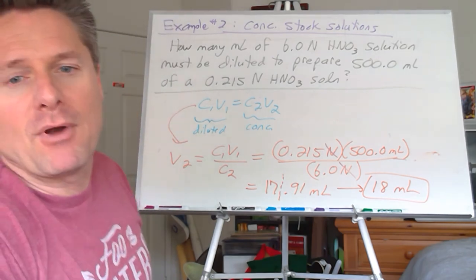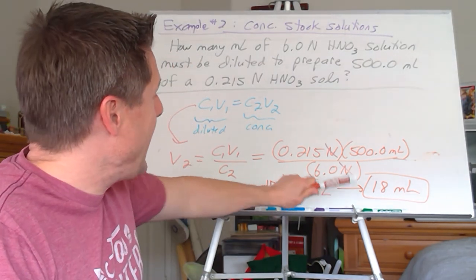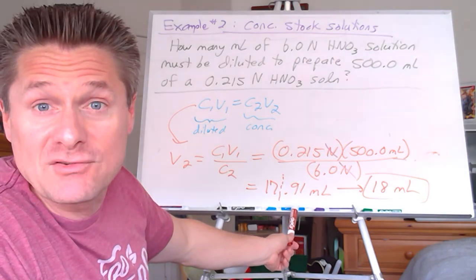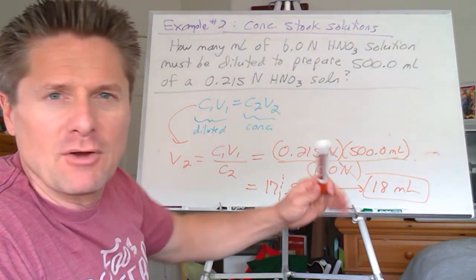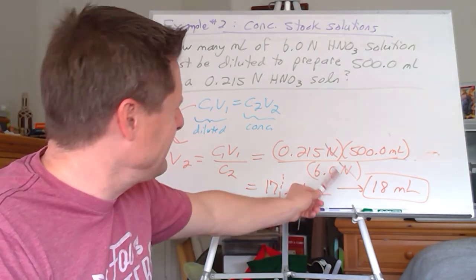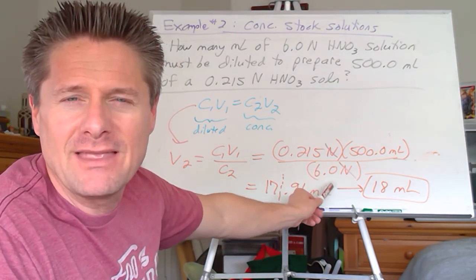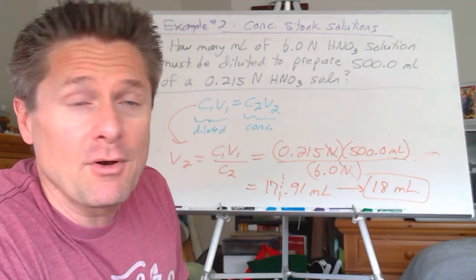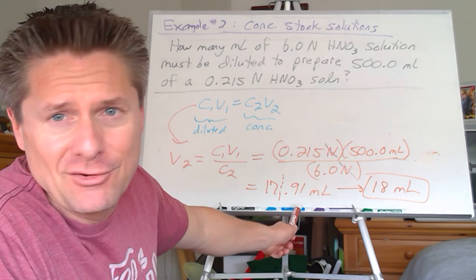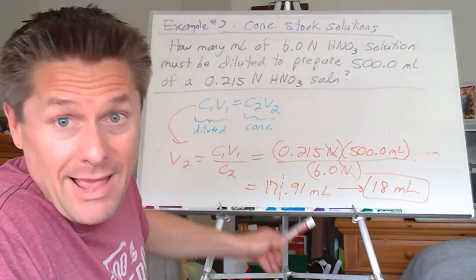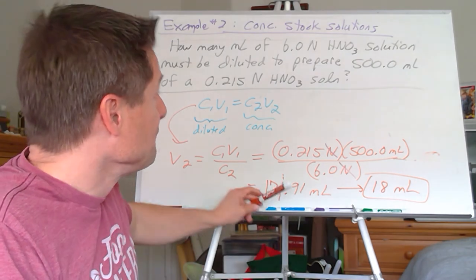So that's the first step in our solution preparation. We could probably measure out 17.91 using burettes or something like that. With a 50 mil graduated cylinder, you're good to 1 decimal place, so go to 17.9, right? Because of the limitation on the sig figs of the concentrated stock solution, we don't have to be super accurate on our volume, but you might as well. If you're using a graduated cylinder, just go to 17.9. Why not? If you're using a burette, try to go to 17.91.